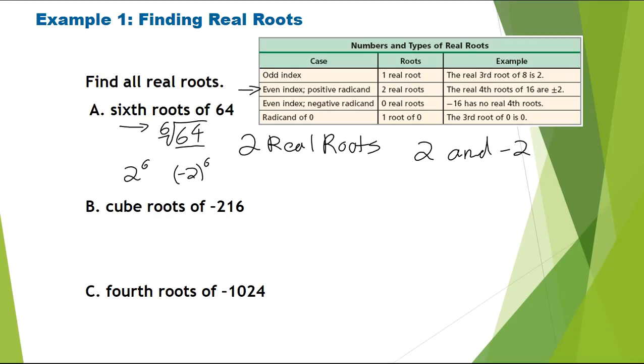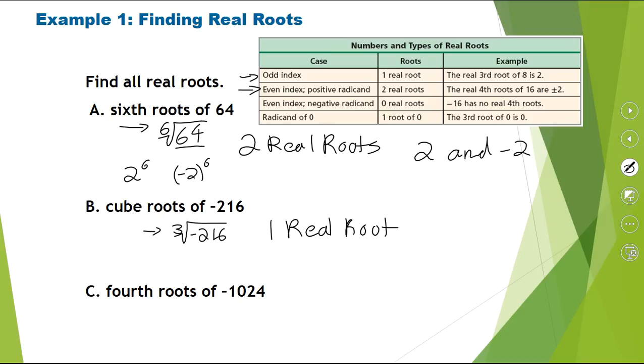All right, but cube roots of negative 216. So this would be the third root, that's what a cube root is, of negative 216. So cube root, that's an odd root, right, because it's the third root. An odd index will always have one real root. So we're only going to have one answer here. And if you want to do the same thing and type this in your calculator, you'll see that your calculator will spit out and say that our answer is, what is it? Hold on, I think it's negative 6. But we can type that in and just double check ourselves.